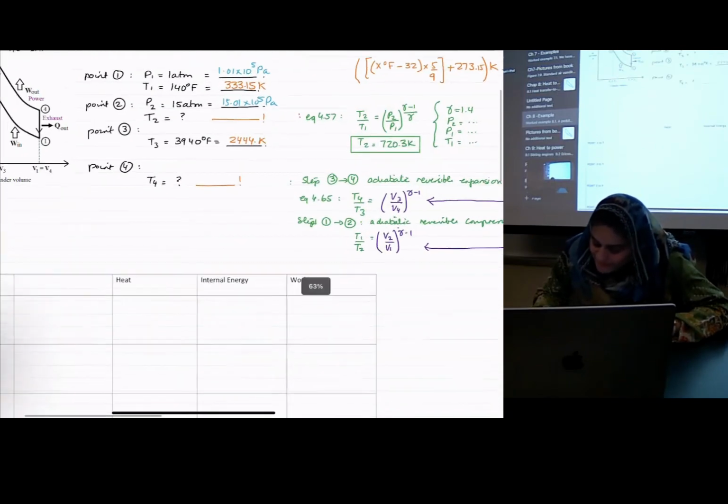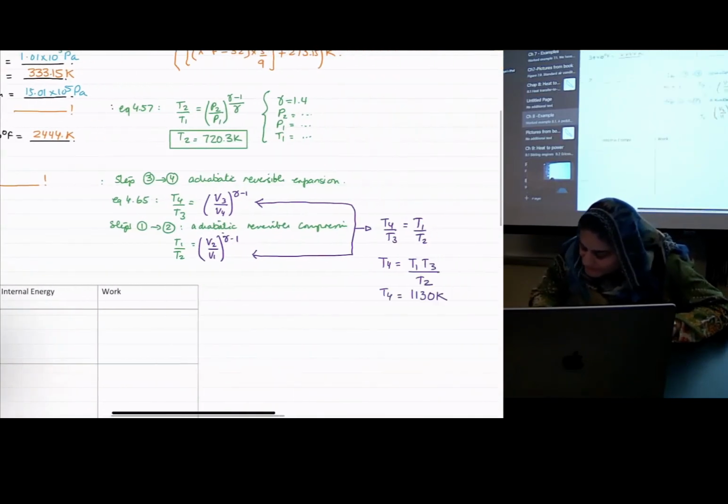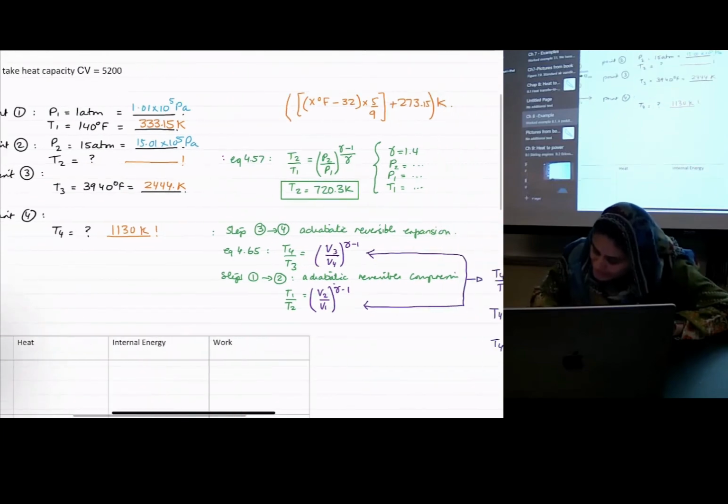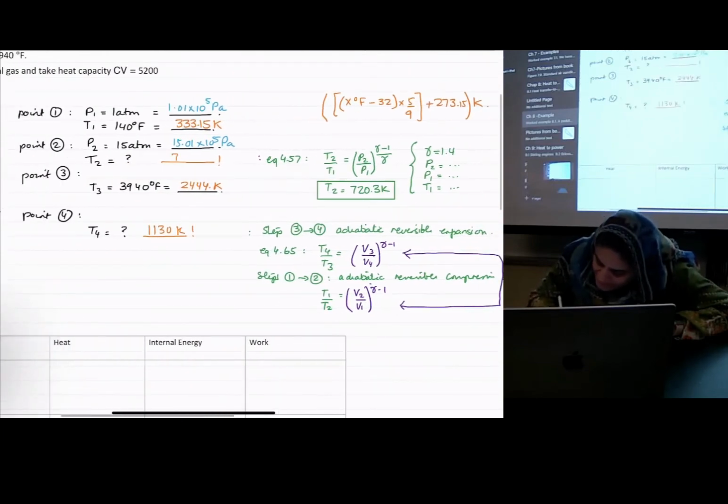Oh, I should put my values in here so I don't lose them. What was it? 1130? 1130 Kelvin. And what was T2? 720 Kelvin.